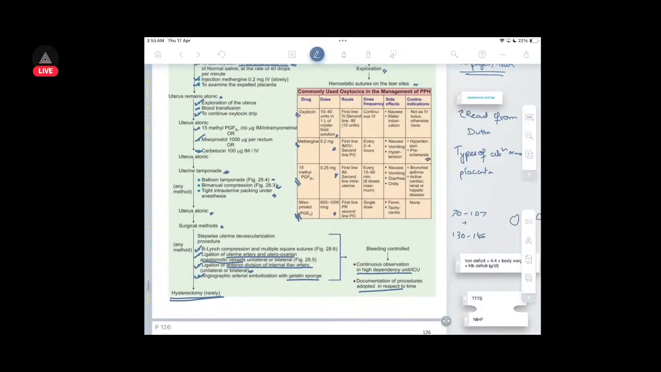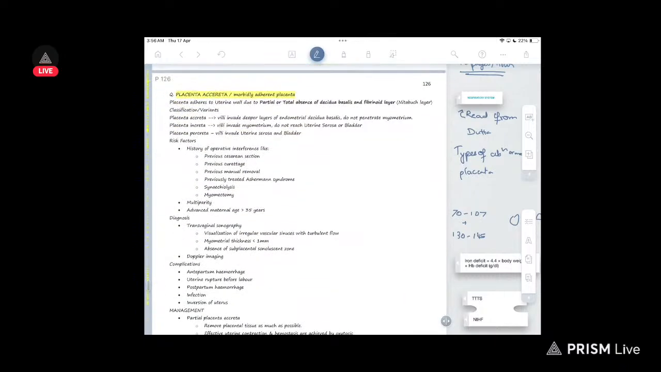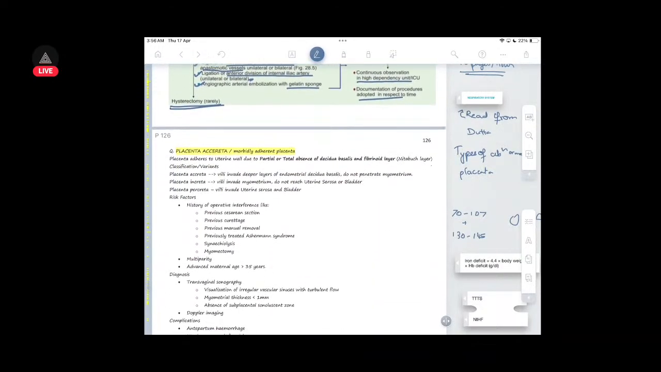Methergine you should not give in eclampsia, and it is contraindicated in heart disease. PGF2 alpha is contraindicated in hypertension, preeclampsia, bronchial asthma, cardiac disease, renal disease. Misoprostol you don't give. Oxytocin is continuous IV, given every 2 hours.